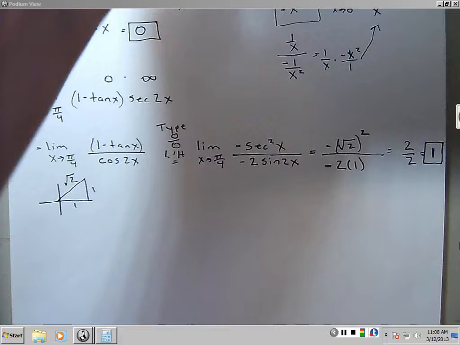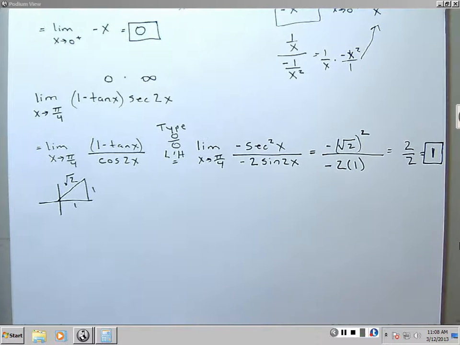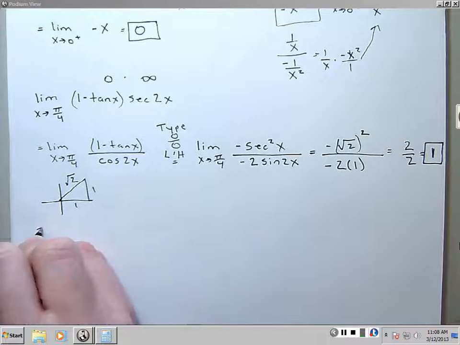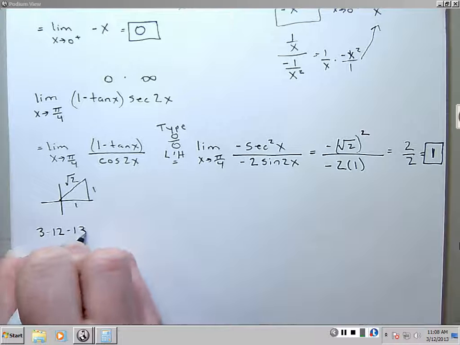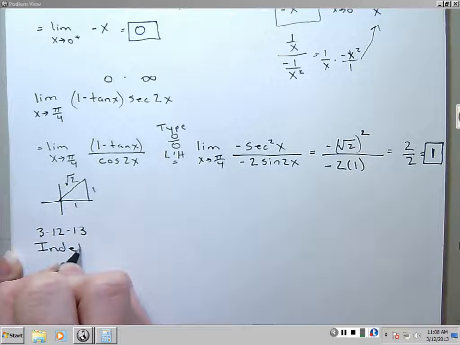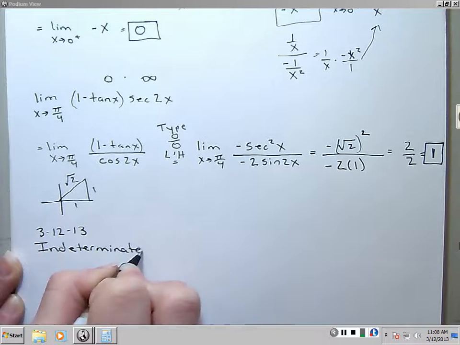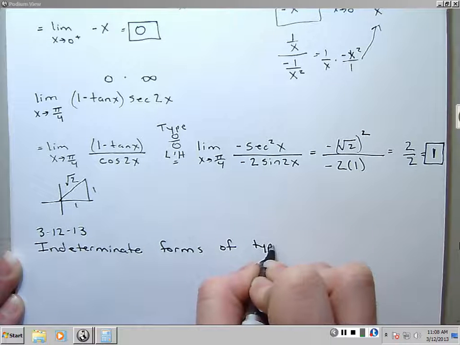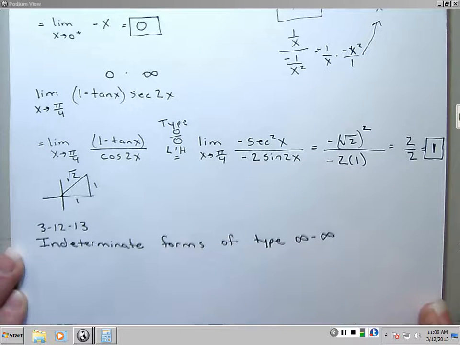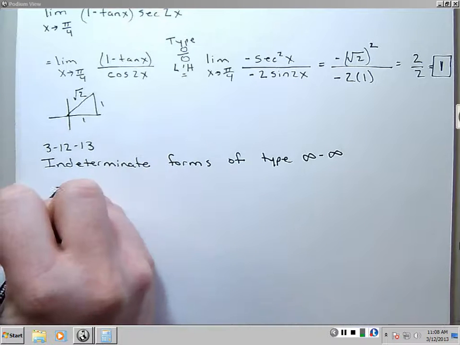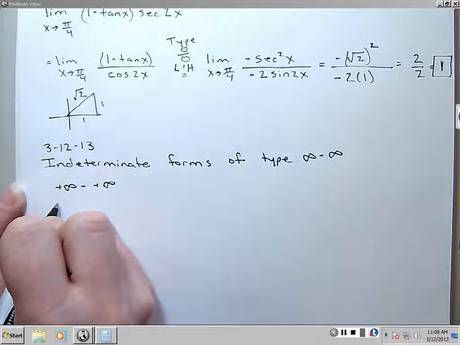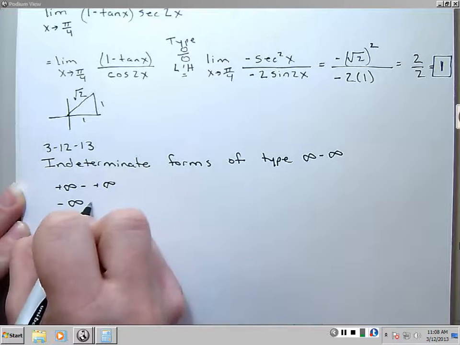And the next type of indeterminate form we're going to talk about is when I have infinity minus infinity, right? We hadn't had a chance to talk about that one. Okay. So today we're going to talk about indeterminate forms of type infinity minus infinity. So infinity minus infinity could be positive infinity minus positive infinity. It could be minus infinity minus minus infinity.